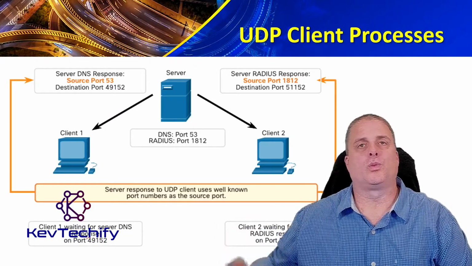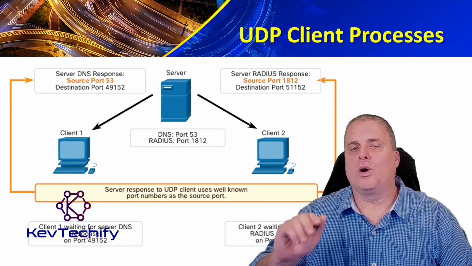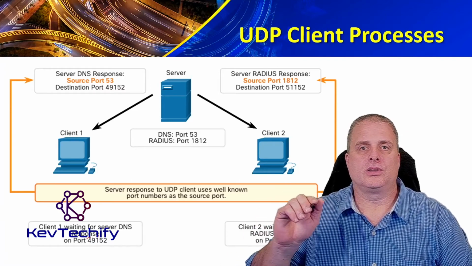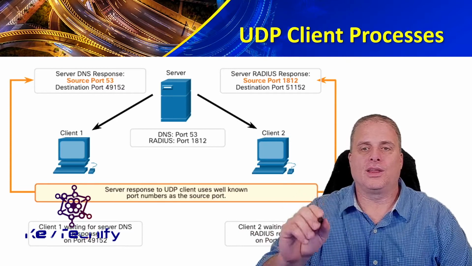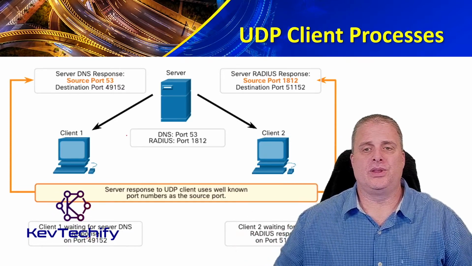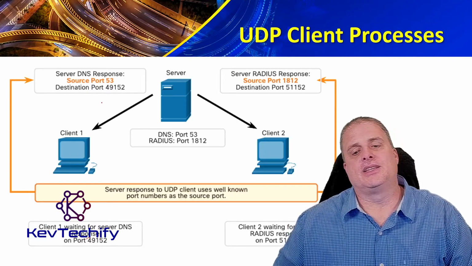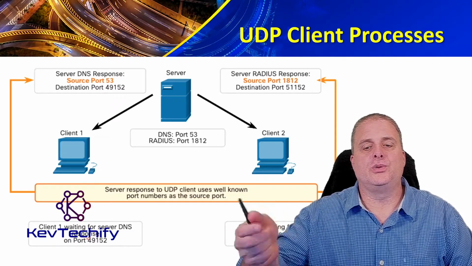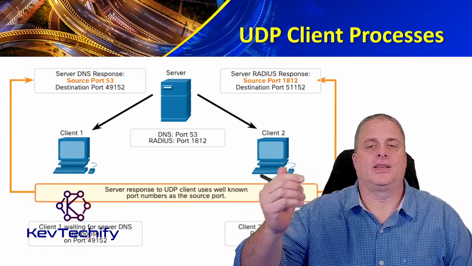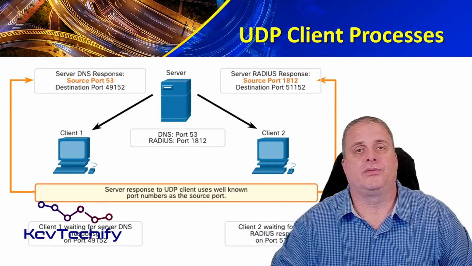Same thing here with RADIUS. It uses a well-known port number. The RADIUS port number is 1812. It makes the request to that 1812. RADIUS processes that and then sends that information back to client 2, waiting to hear on that destination port, the one it picked in the dynamic port range of 51152.